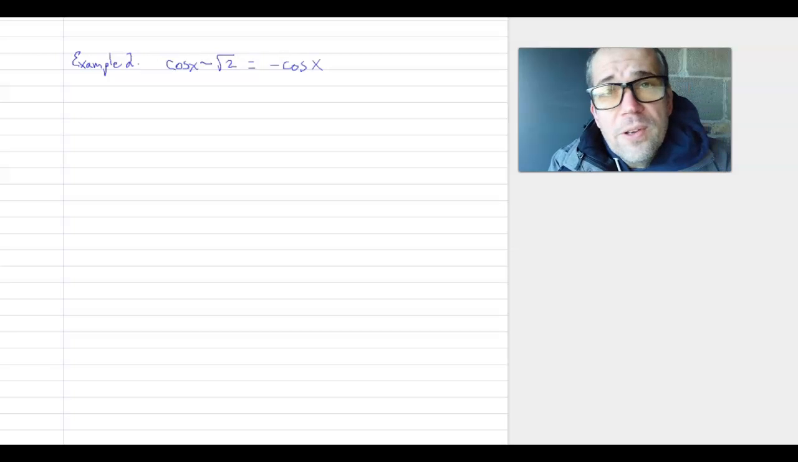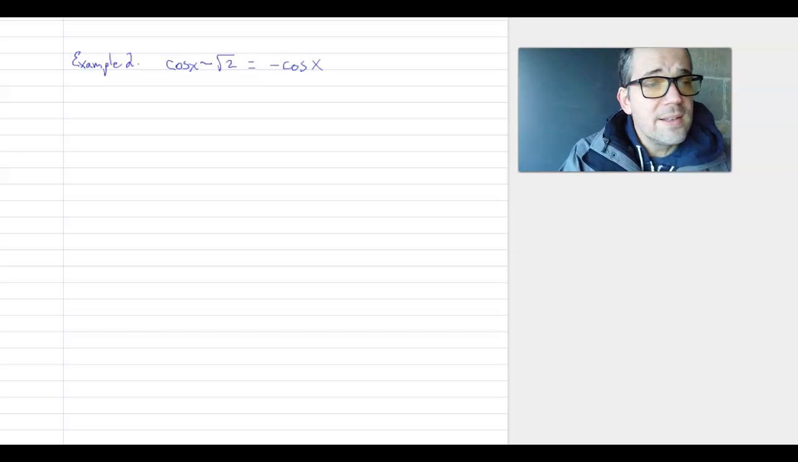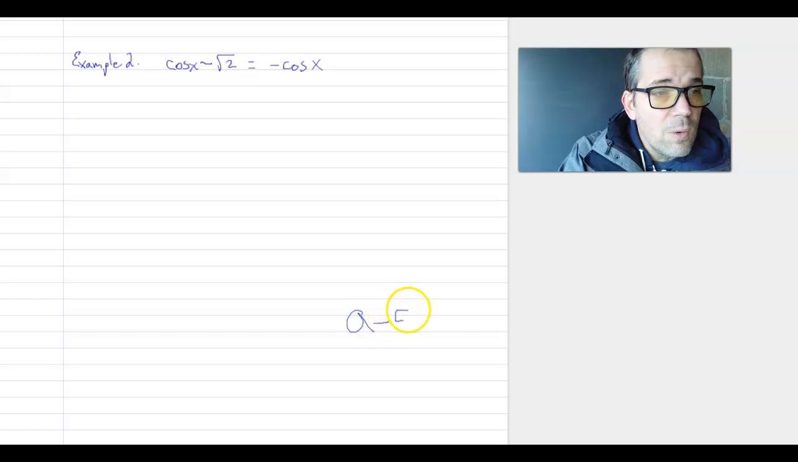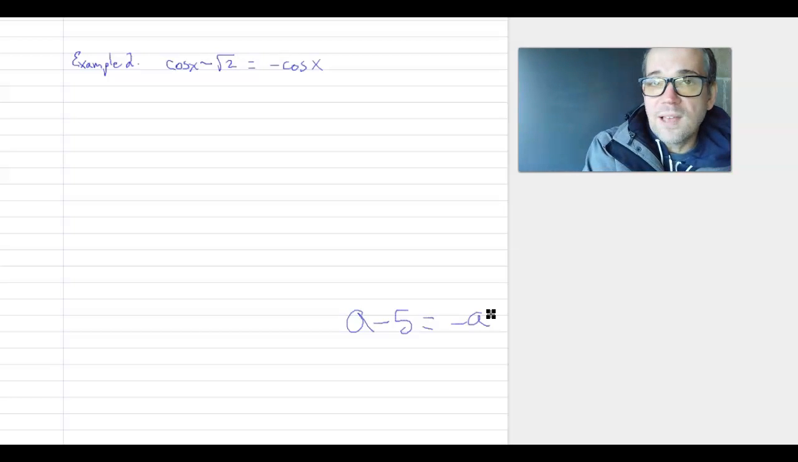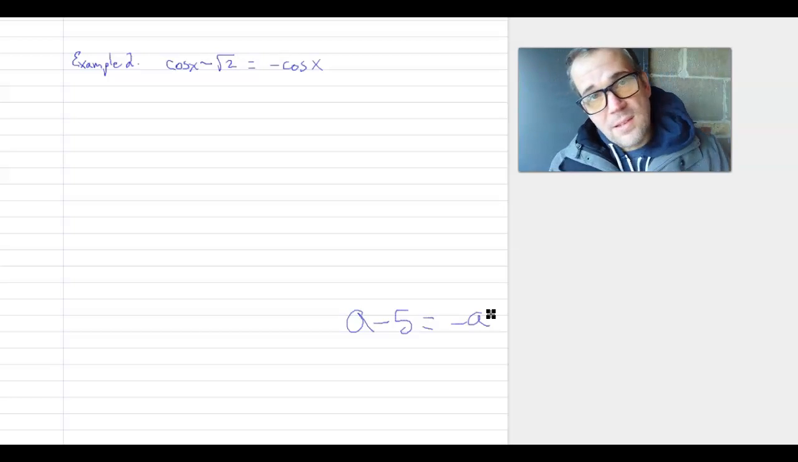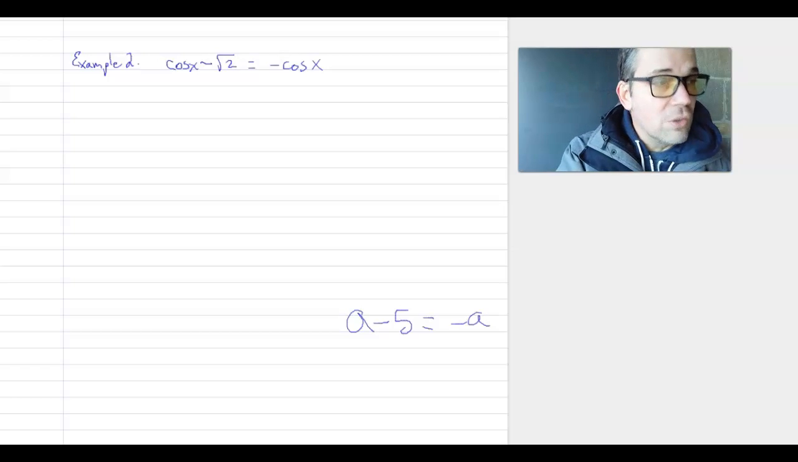For example 2, we're going to look at solving cosine of x minus radical 2 equals negative cosine of x. And you're going to treat this the same way you might have treated a problem like this back when you were in pre-algebra. If I asked you to solve something like that, you'd have no problem knowing to get all the a's on one side and then get the a all by itself with the exact same steps. It's just going to look a lot weirder because the numbers are a little bit less familiar to us.